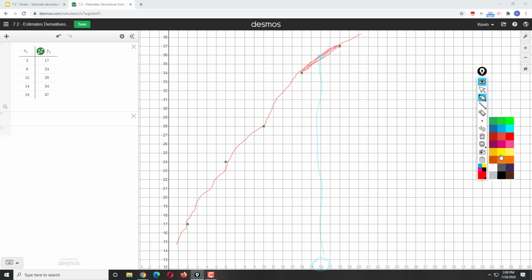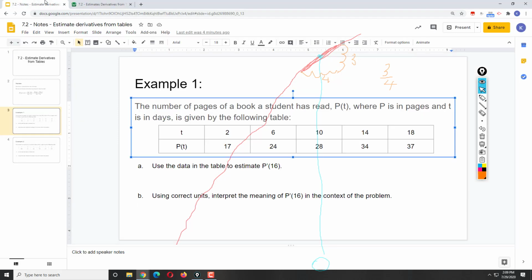Well, the run is 4. We're going from 14 to 18. That's 4. The rise is 3 because we're going from 34 to 37. So the slope will be 3 over 4. That will be the slope at 16. So we know that the slope should be 3 over 4. So P prime of 16 should equal 3 over 4.